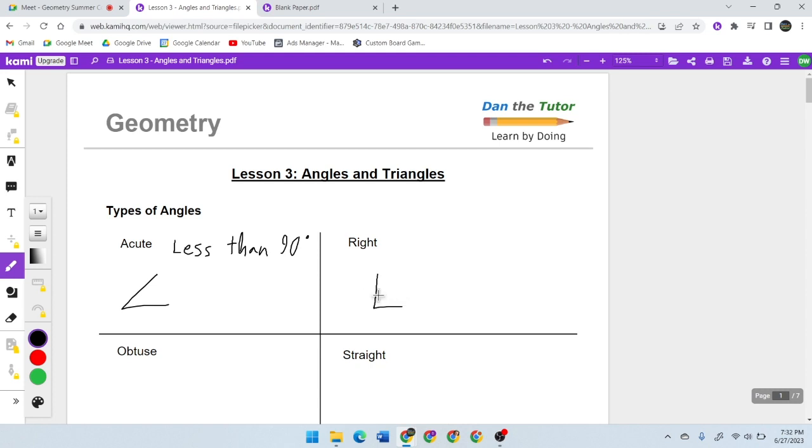For a right angle, the secret is the angle has to be exactly 90 degrees. And so that's what a right angle is. You can see this symbol right here, this little square. That means it's a right angle. So whenever you see that little symbol, it means it's a right angle.